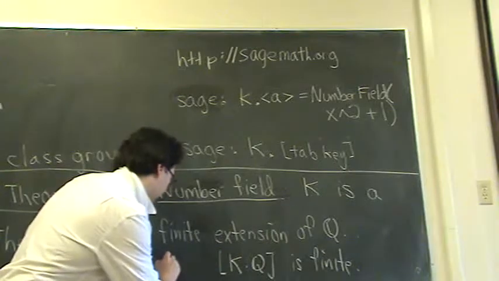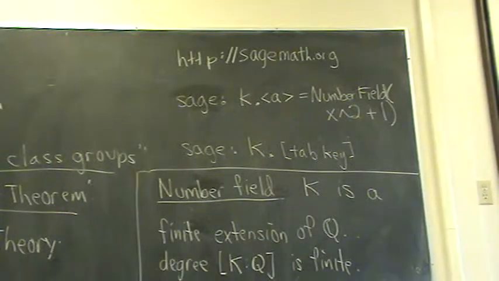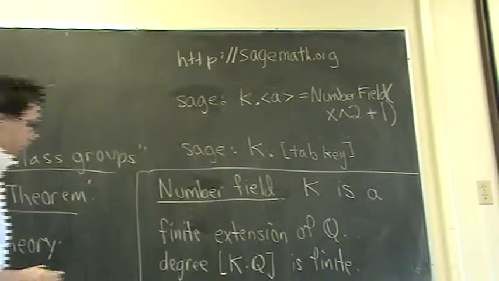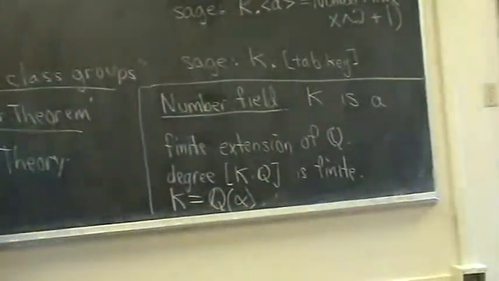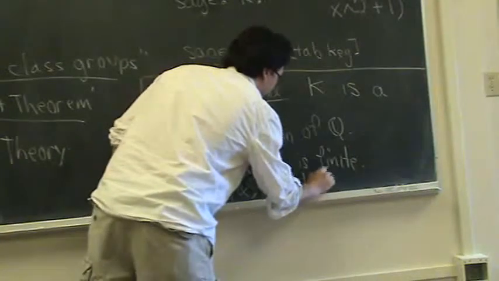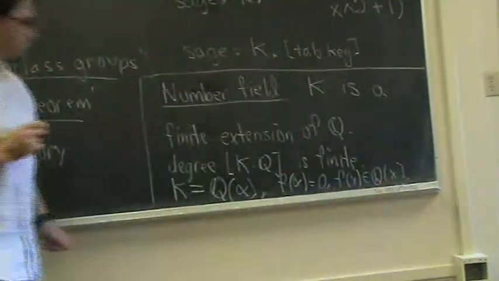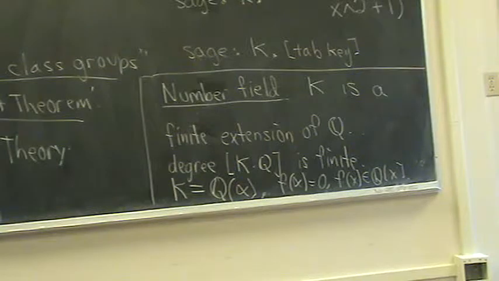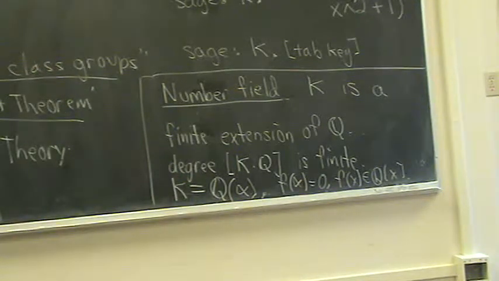This is the degree. And one of the nice theorems you prove in a course in field theory is that any such field can be generated by a single element, the primitive element theorem. So K is in fact equal to Q adjoin a single number alpha, where alpha is a root of a polynomial, f(alpha) = 0, where f(x) is a polynomial with rational coefficients. So that's what a number field is. It's what you get by taking a polynomial with rational coefficients, considering a root of that polynomial, and then adjoining it to the rational numbers. You get a finite extension of Q.